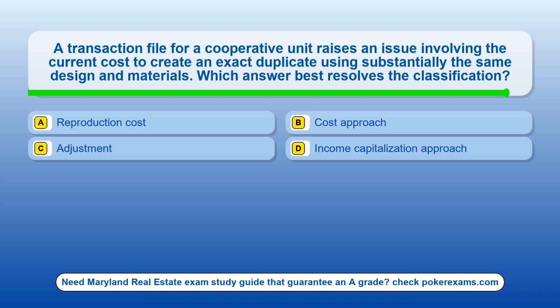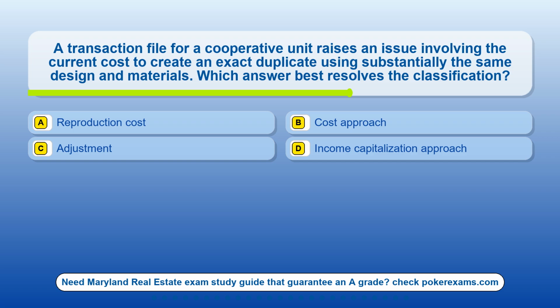Question 1. A transaction file for a cooperative unit raises an issue involving the current cost to create an exact duplicate using substantially the same design and materials. Which answer best resolves the classification? Option A, reproduction cost. Option B, cost approach. Option C, adjustment. Option D, income capitalization approach.